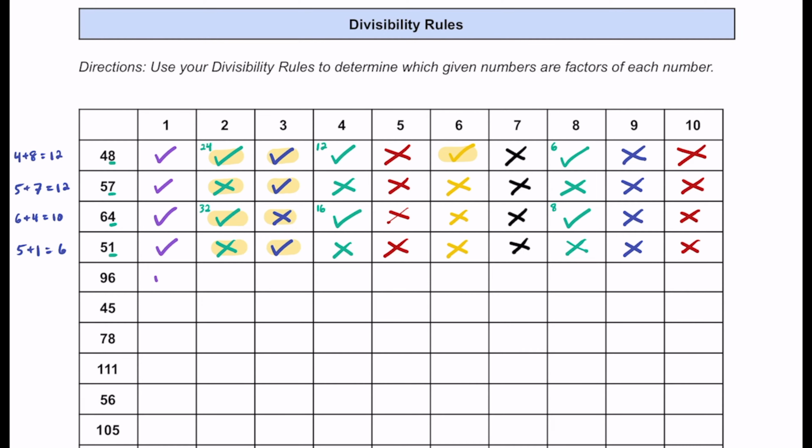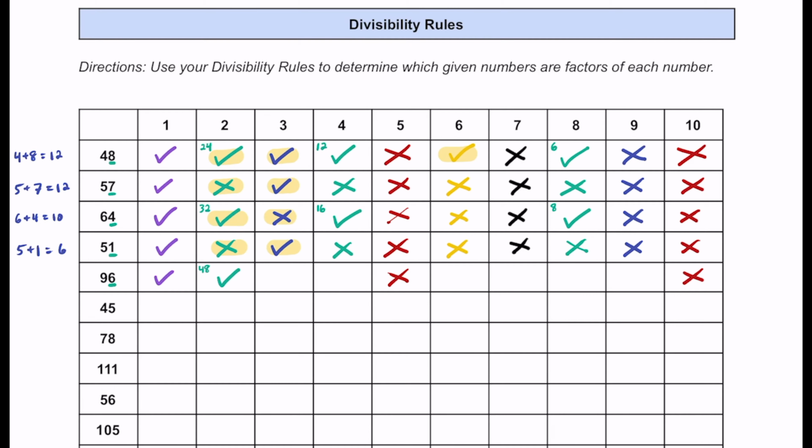For 96, 1 is definitely going to work. Let's check the last digit. The last digit is going to be a 6. That isn't 5 or 0, so it fails for 5, and it's not 0, so it fails for 10. The last digit is an even number, so we know 2 is going to work. Now, half of 90 is 45, and half of 6 is 3, so 45 plus 3 is going to be 48. Okay, so that means that's half of it.